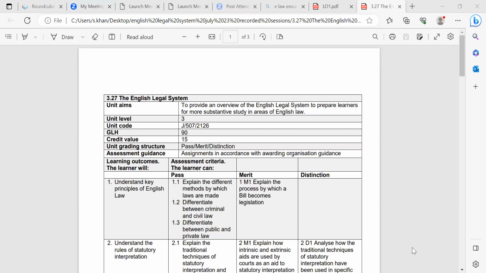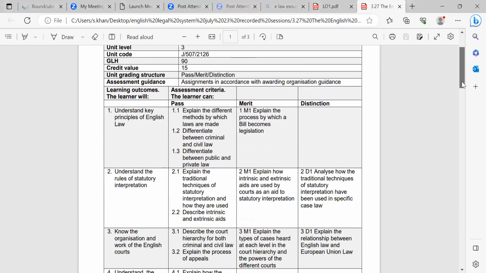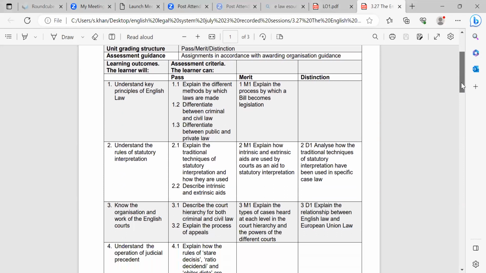So I'll just start off with looking at the module specification, which is looking at the unit aims, which is to provide an overview of the English legal system and to prepare the learners for substantive study in areas of English law. It's a level 3 unit, 15 credit value, and you could get a pass, merit or distinction when doing this assignment. And each learning outcome identifies what you need to do to get a pass, merit or distinction.